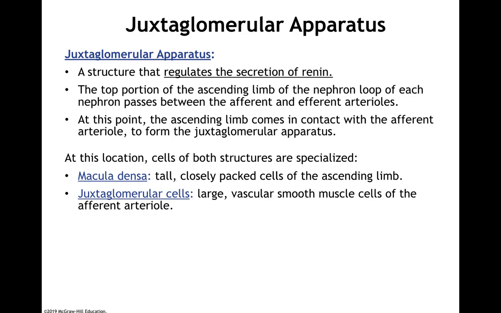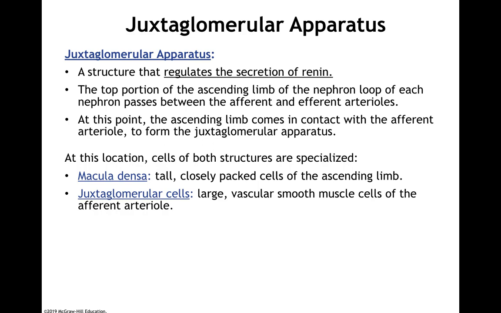So the juxtaglomerular apparatus is a structure that regulates the secretion of renin. The top portion of the ascending limb of the nephron loop for each nephron passes between the afferent and efferent arterioles. And at that point, the ascending limb comes in contact with the afferent arteriole and forms this juxtaglomerular, next to the glomerulus, apparatus.